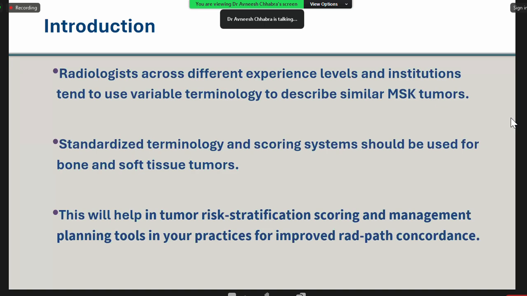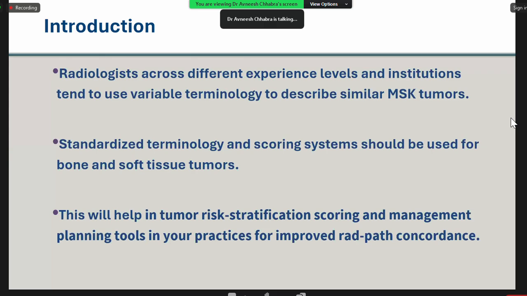That's why standardized terminology and scoring systems should be used for bone and soft tissue tumors. This will help in tumor risk stratification scoring, meaning are we looking at benign or intermediate grade or malignant? So you can stratify based on a score, just like BI-RADS from 1 through 5 or 1 through 4, whichever system you use. And one can define management planning tools or recommendations in your practice. That way you can hope for improved radiology-pathology concordance and proper communication between the interdisciplinary teams, so they get some guide to how to follow.